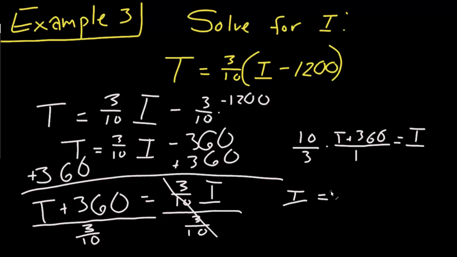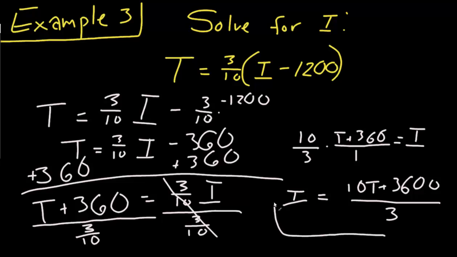We get I equals 10T plus 3600, right, because I just distributed that 10. And that's going to be over 3 times 1 is 3. Alright guys, and there you go. We solved for I. As you can see, it's all just a matter of grouping. Getting one thing all by itself on one side, because we're really just moving around variables here.